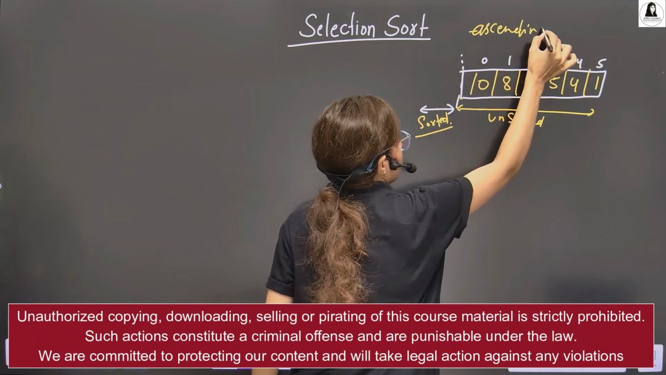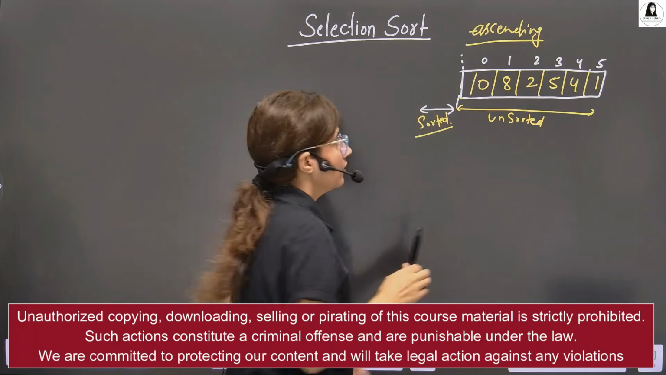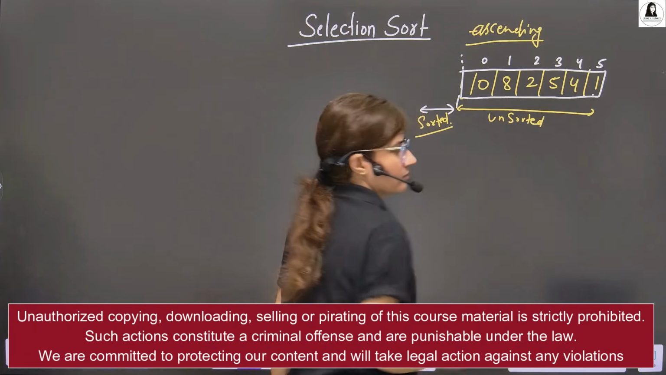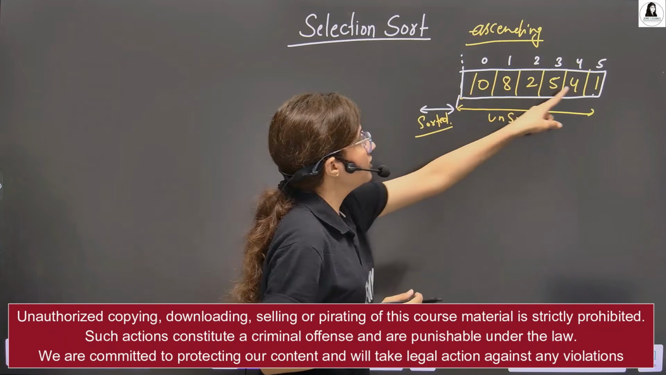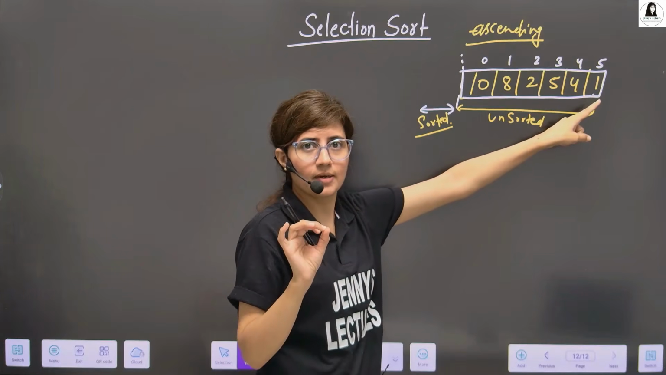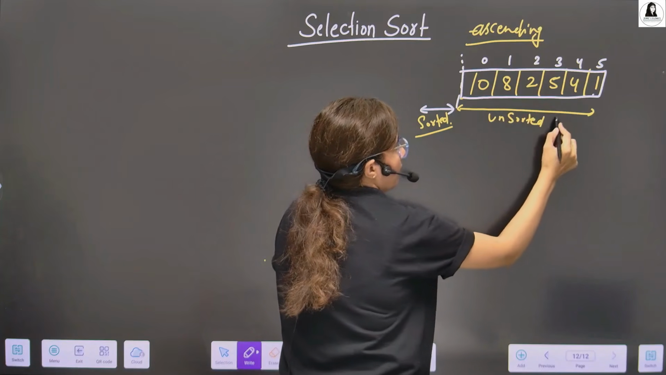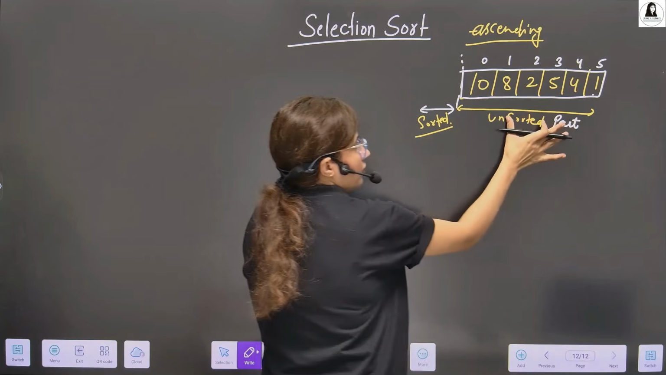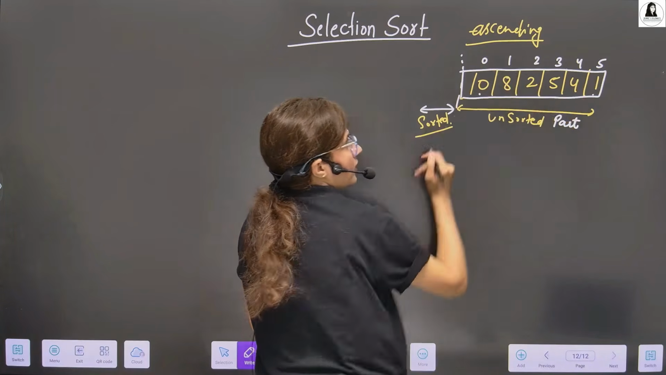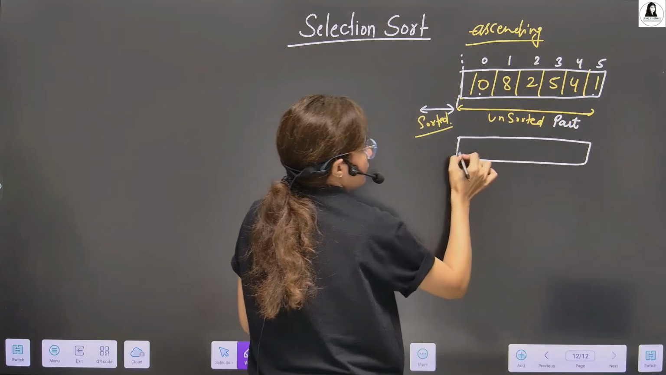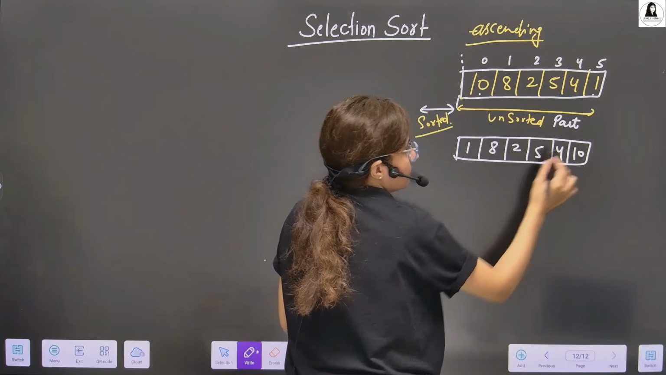So from the unsorted part, we pick the smallest element. You can check the smallest element is 1. How we pick it, we will discuss that process also, don't worry. And what we do? We swap this with the first element in this unsorted part. The first element of the unsorted part is 10. Smallest element from this part is 1. So we swap this with this. After swapping, the array becomes 1, 8, 2, 5, 4, and 10.